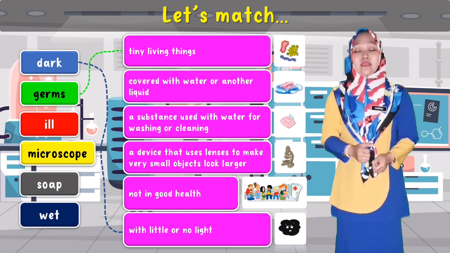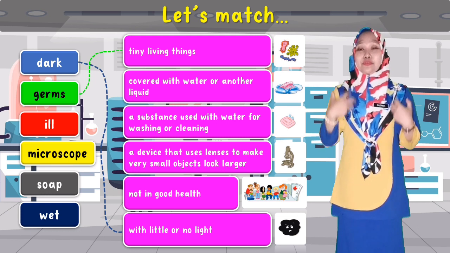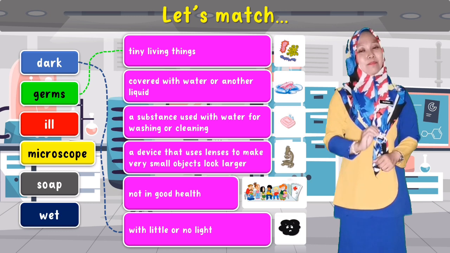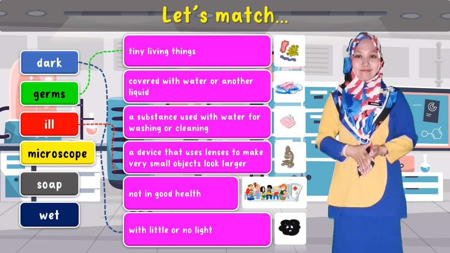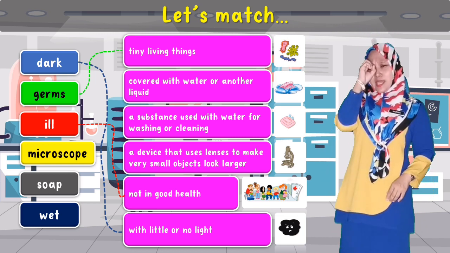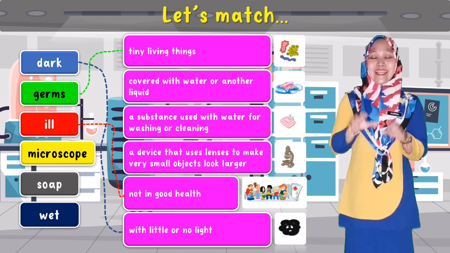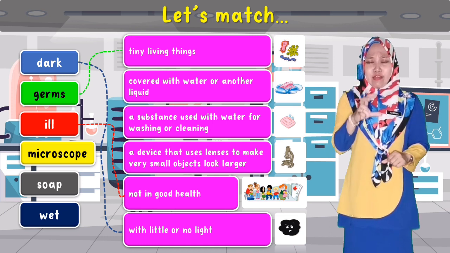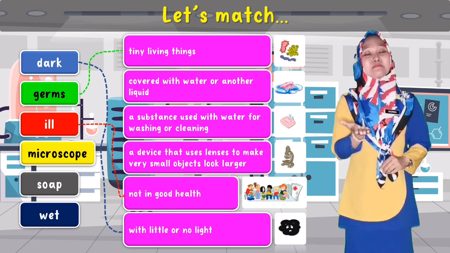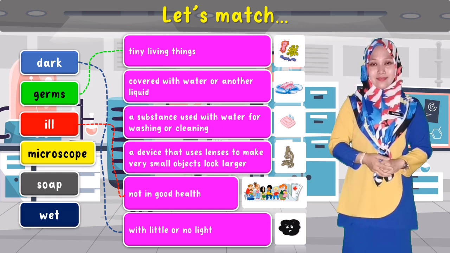Next word, ill. Ill means not in good health. So can you please match the word ill to the correct meaning and the correct picture? Number 4, microscope. Microscope is a device that uses lenses to make very small objects look larger. So can you please match the word microscope to the correct meaning and the correct picture?